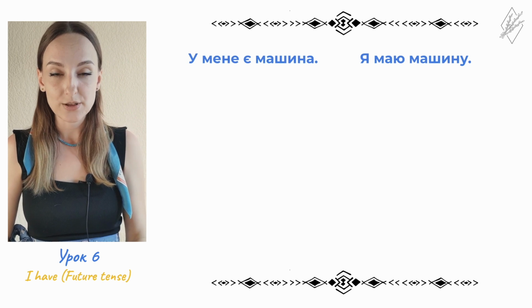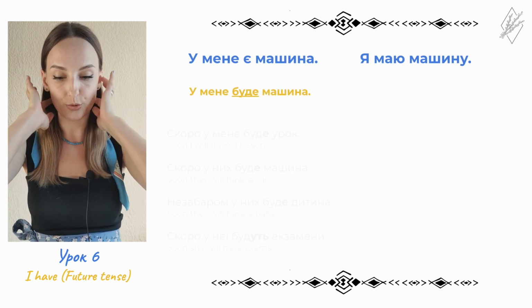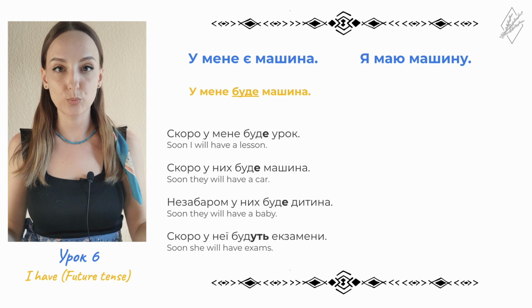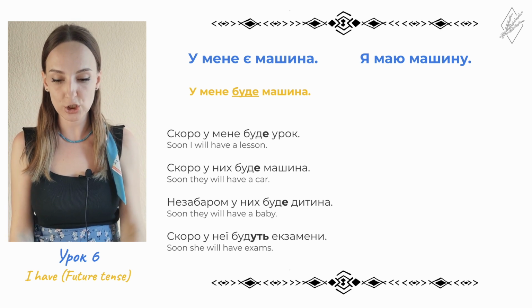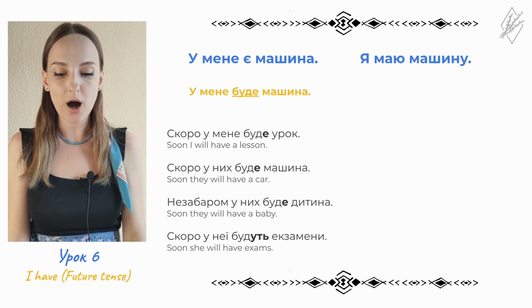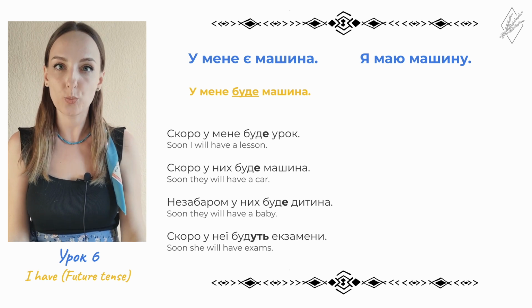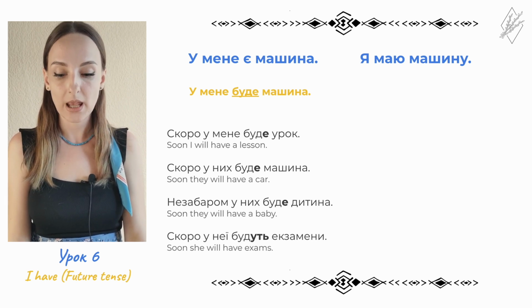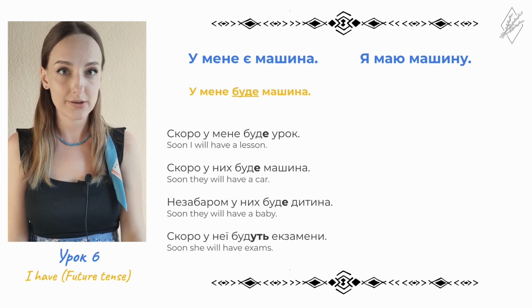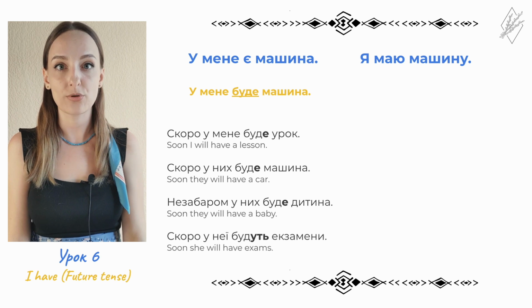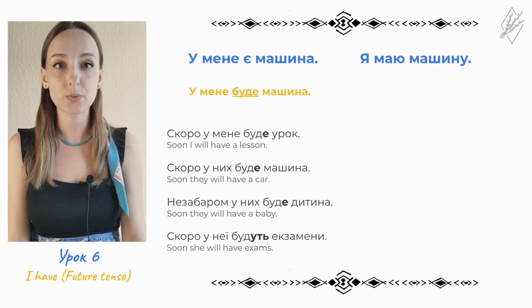And let's take a look at more examples now. So, скоро у мене буде урок. Скоро у них буде машина. Незабаром у них буде дитина. Скоро у неї будуть екзамени. Among these 4 examples, only the last one was plural.